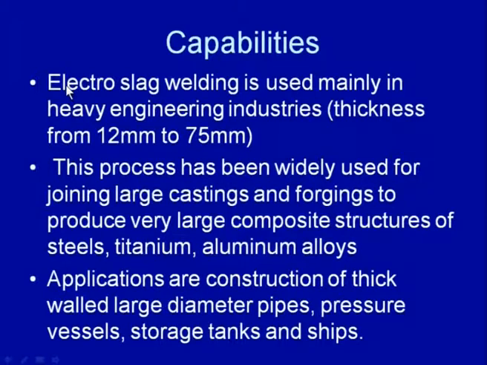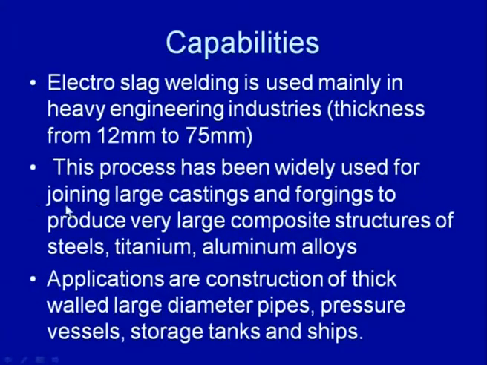Capability wise, electroslag welding is used mainly in the heavy engineering industry for joining very thick sheets ranging from 12 to 75 mm, or even thicker sections can be welded easily in one pass. This process has been widely used for joining large castings and forgings to produce very large composite structures of steels, titanium and aluminum alloys. Applications include construction of thick walled large diameter pipes, pressure vessels, storage tanks and ships.